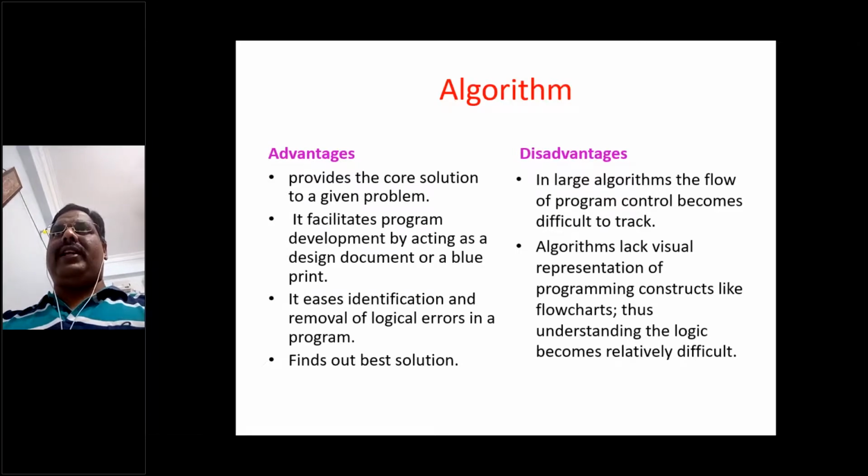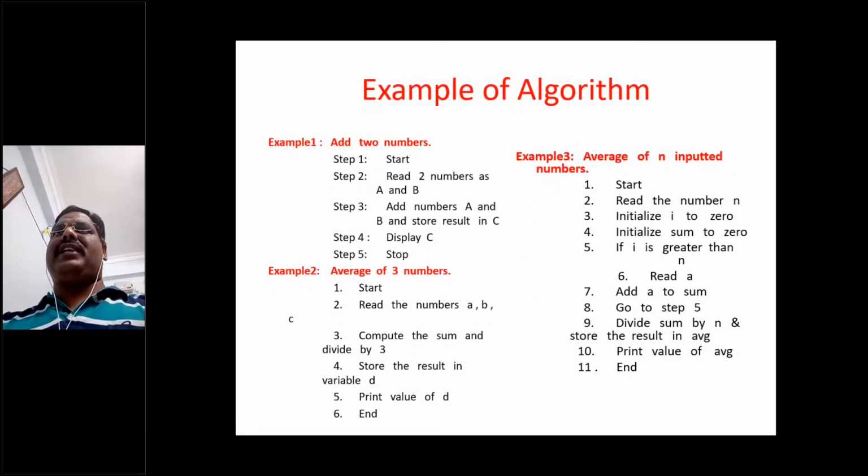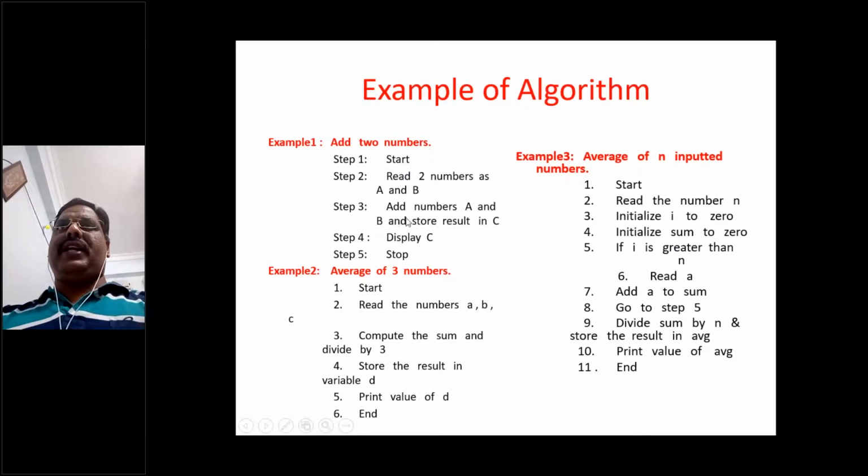Okay. Right. The next one here is a simple example I can show you: an algorithm for adding two numbers. Step one, start. Step two, read two numbers as A and B. Step three, add numbers A and B and store the result in C. See, it is written in general English language. That is what we call the general algorithm.